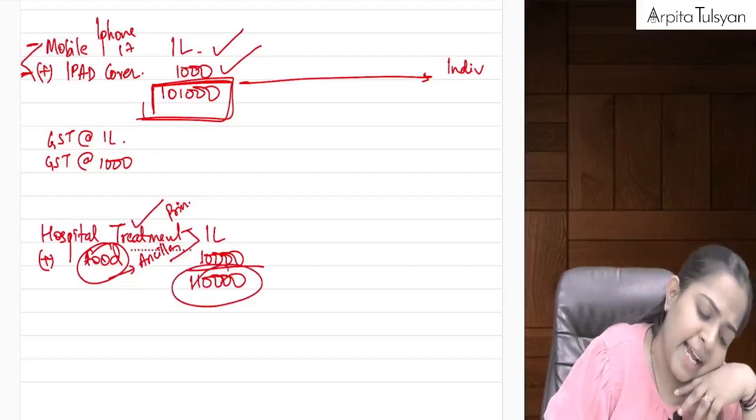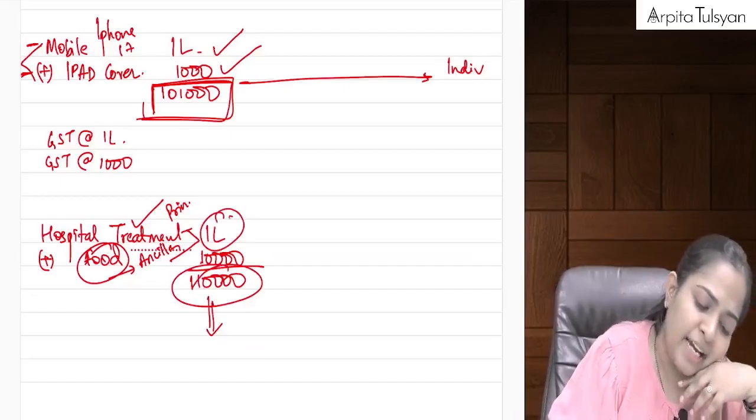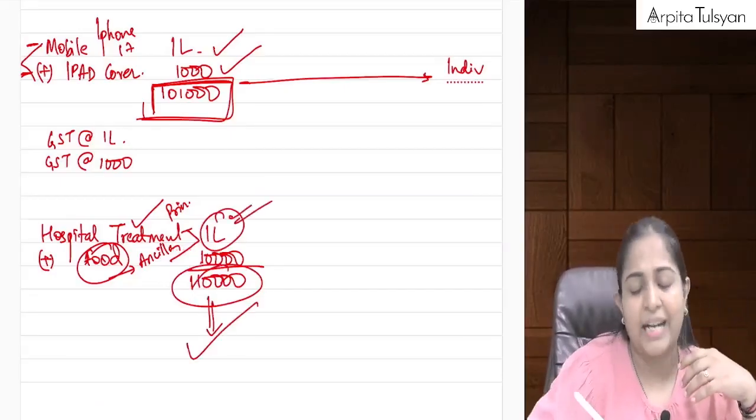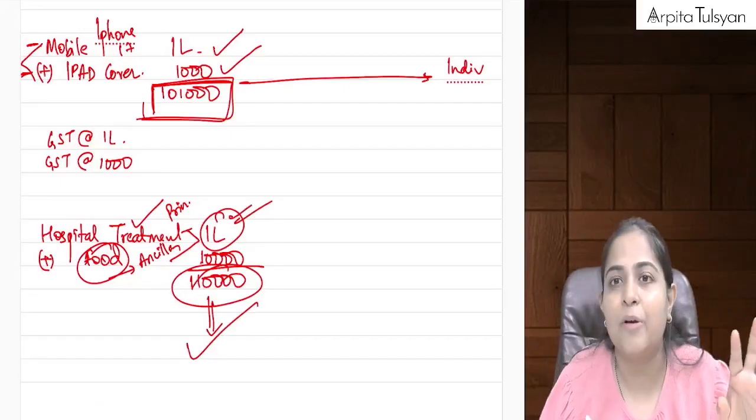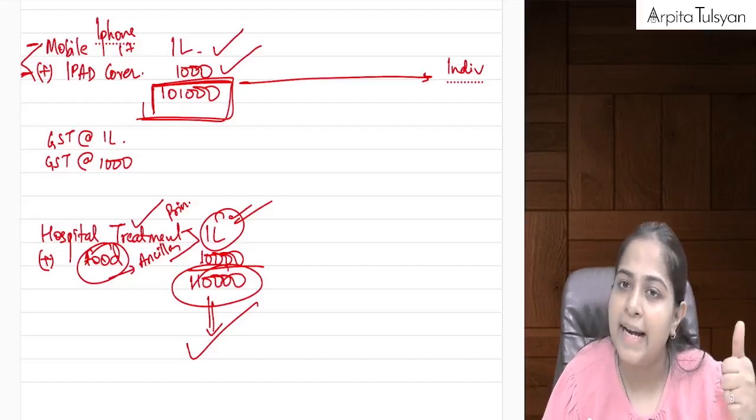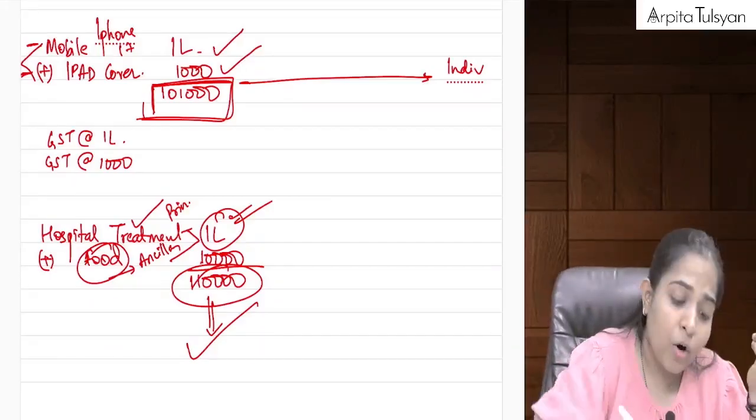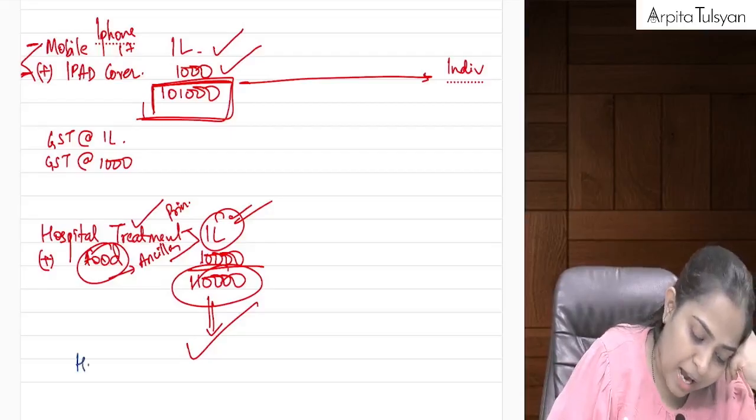So yes, on this entire 1,10,000, whatever is the rate of GST applicable on hospital treatment, that will be applicable on 1,10,000. Manageable till here, done till here? Yes. Okay.